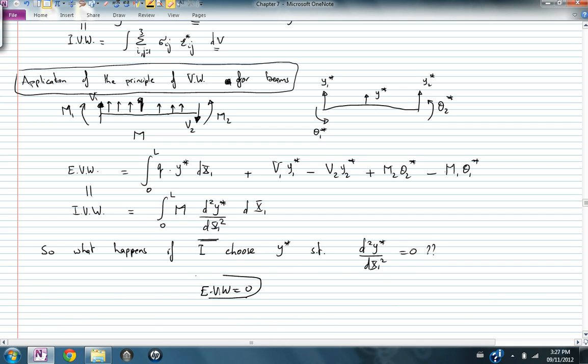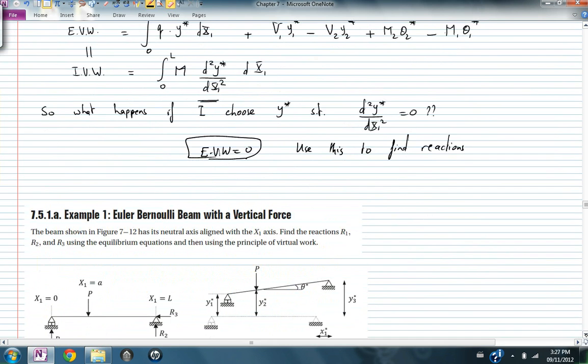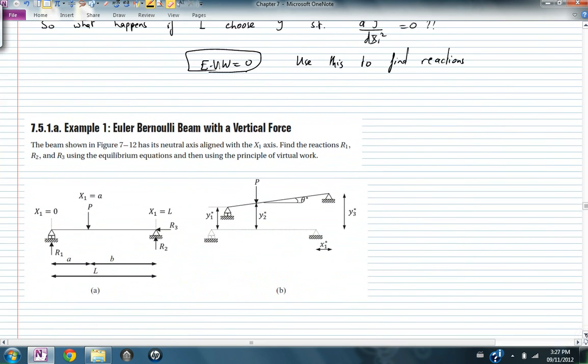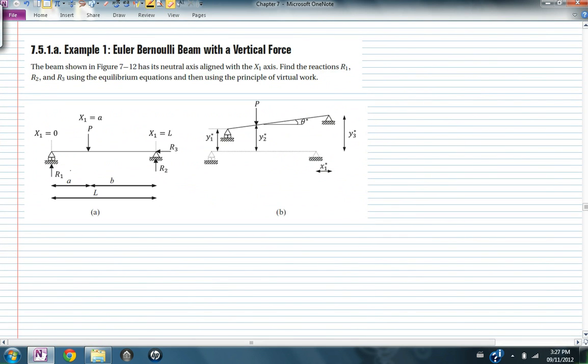I'm going to use this fact to find reactions. Now, how is that possible? I'll show you this using an example. If I have the simple beam supporting a load P at a distance A.